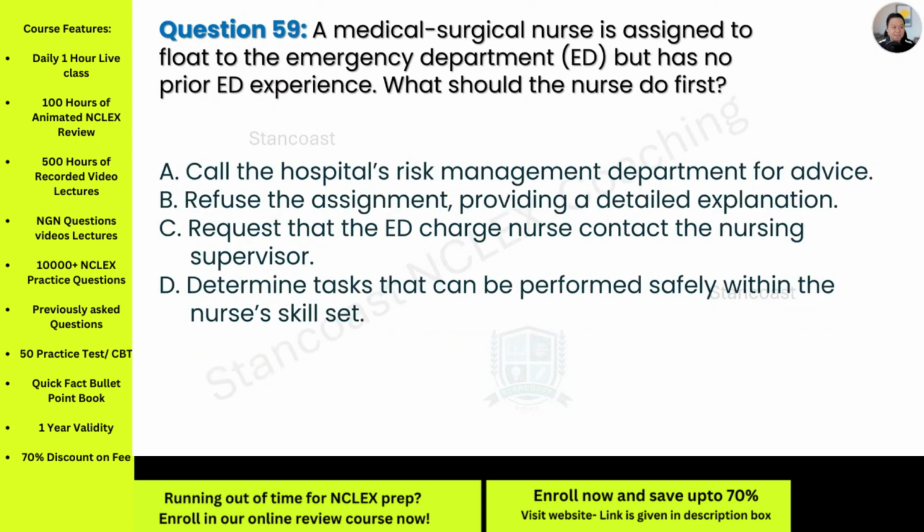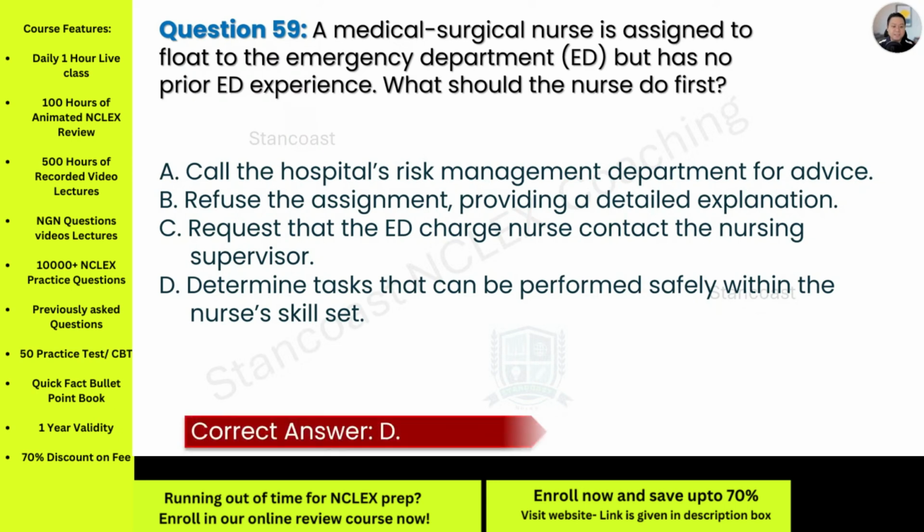Let's have 59. A medical surgical nurse is assigned to float to the emergency department but has no prior ED experience. What should the nurse do first? A, call the hospital's risk management department for advice. B, refuse the assignment, providing a detailed explanation. C, request that the ED charge nurse contact the nursing supervisor. And D, determine tasks that can be performed safely within the nurse's skill set. The correct answer is letter D.